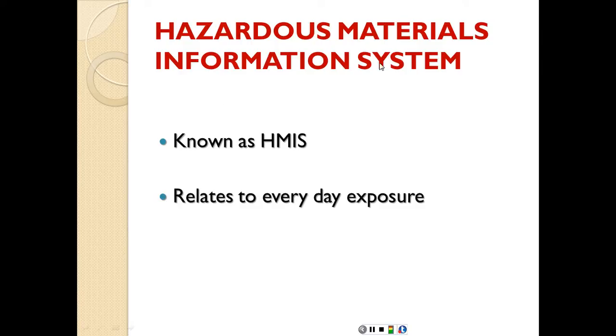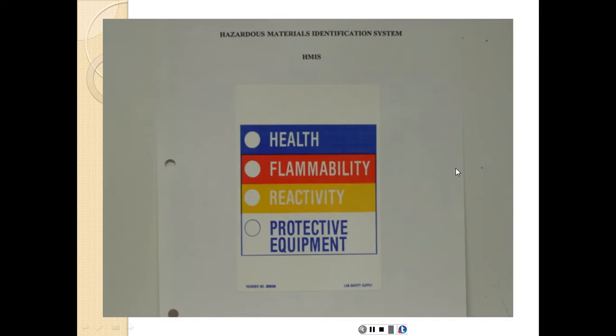Hazardous Material Information System, which is the third tool for communicating the hazards, HMIS, relates to everyday exposure. Here, for example, it's quite similar, at least the same colors as the fire diamond, but it has different meanings. H is still blue for health, F red for flammability, and yellow for reactivity, but the white, instead of being special precautions, in this case it's protective equipment.